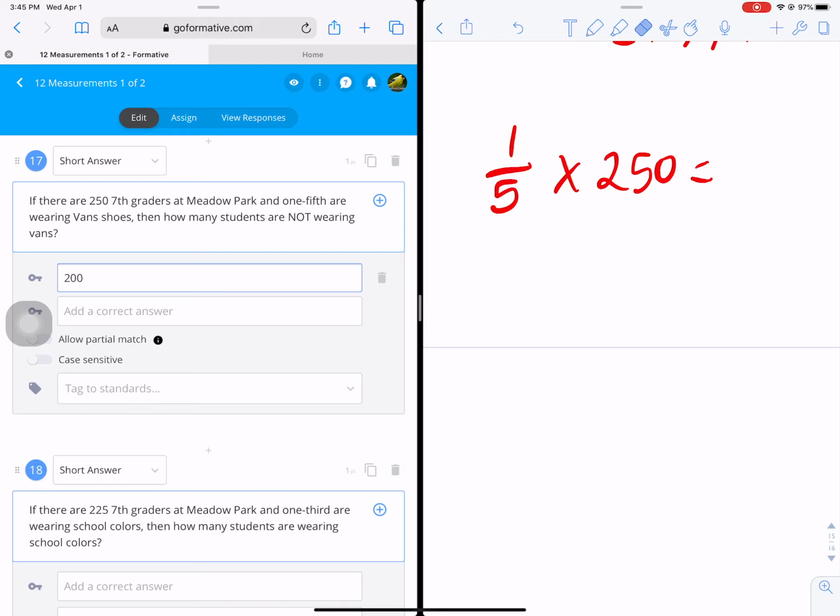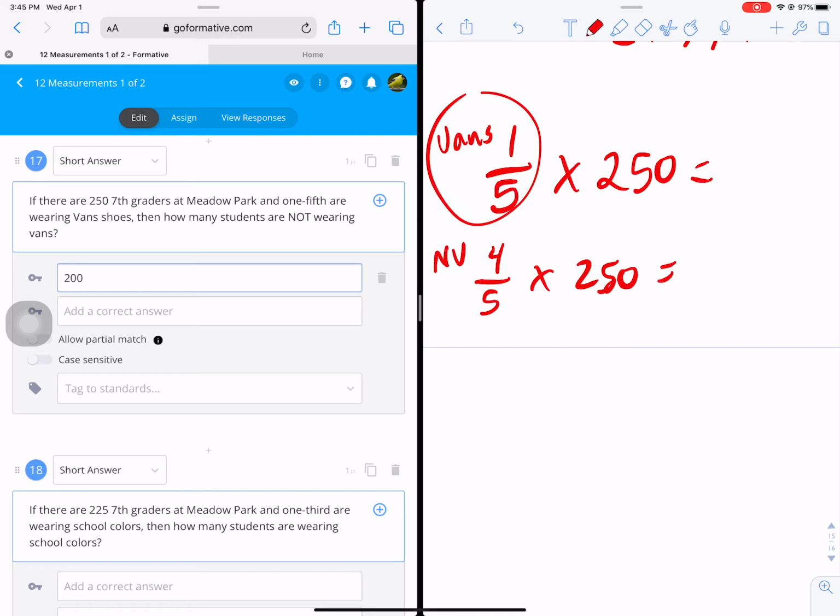I know a lot of other kids do, like, okay, if 1/5 are wearing Vans, this is the Vans peeps. The not Vans peeps would be 4/5, right? Times the same thing. That's a different way of doing it, if you don't want to subtract, let's say I just want to get to the answer right away. Listen, if 1/5 are wearing, then 4/5 are not. And you can do 4/5 times 250 and figure that out as well.